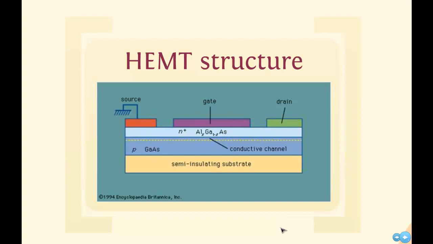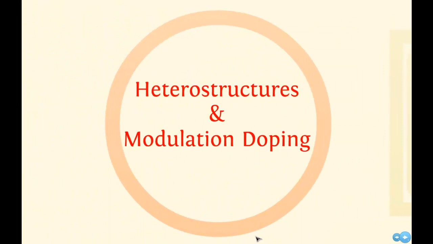But then you again have a Schottky junction between the gate and the semiconductor underneath it. But after that, you get a different type of semiconductor. So you're basically fabricating two layers of different semiconductors, one on top of the other. And this has a number of advantages, which we will be going through in a second. So let's talk about heterostructures and modulation doping.